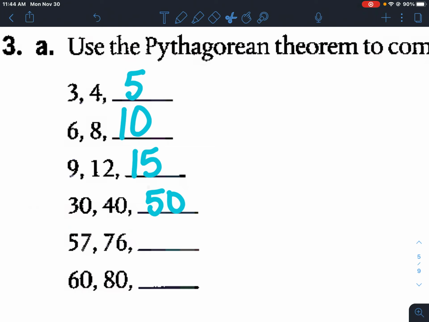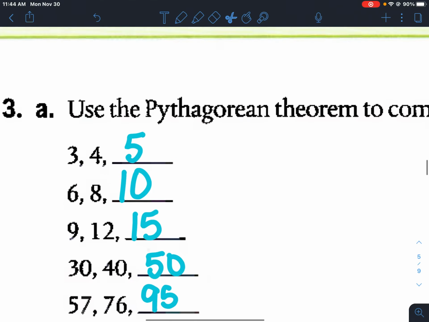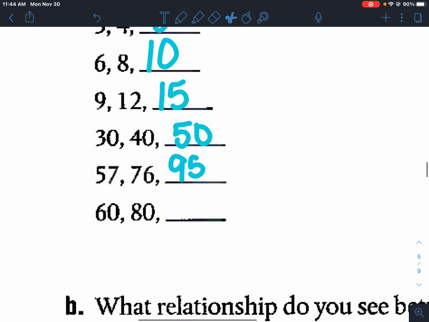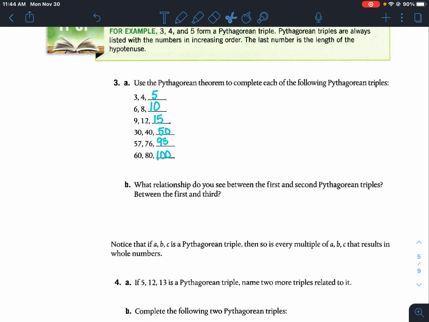Next one, 57 squared plus 76 squared equals what squared? It's going to be 95. And then 60, 80. Well, I had a 6, 8, 10, so it'll be 100. What relationship do you see between the first and second Pythagorean triples, between the first and the third?